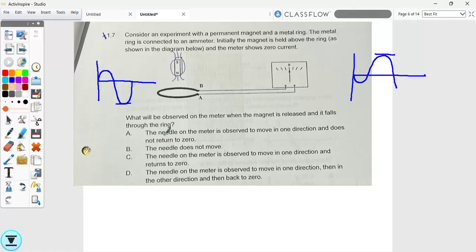So let's look at our options. The needle moves in one direction and does not return to zero. Okay, so that is very wrong. The needle does not move again. Very wrong. I'm still expecting at some point a question like this being asked: when will there be no current induced?